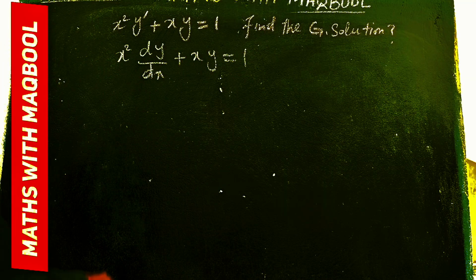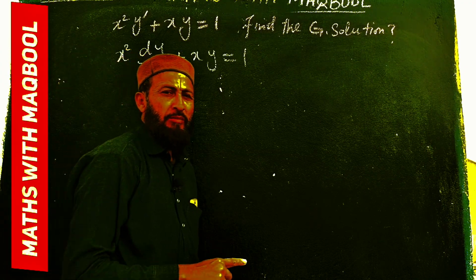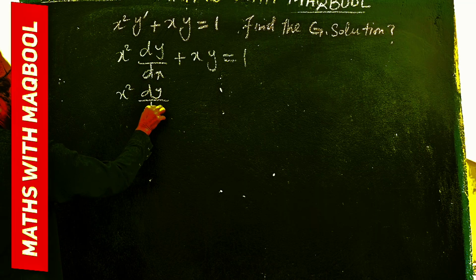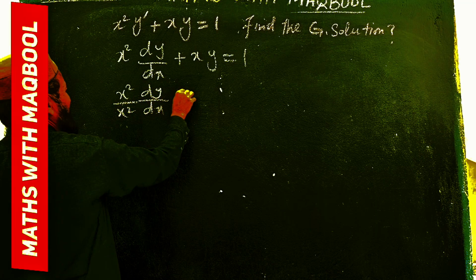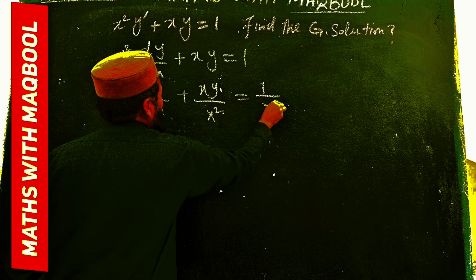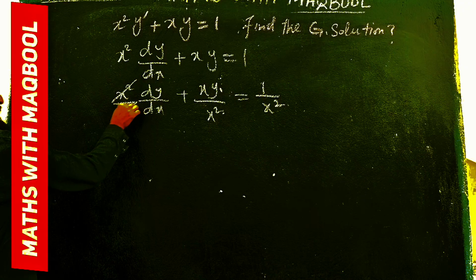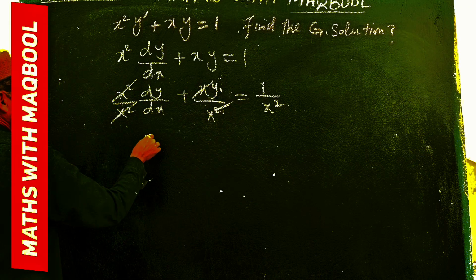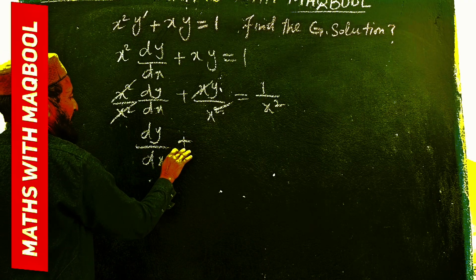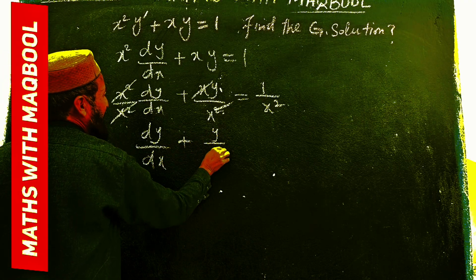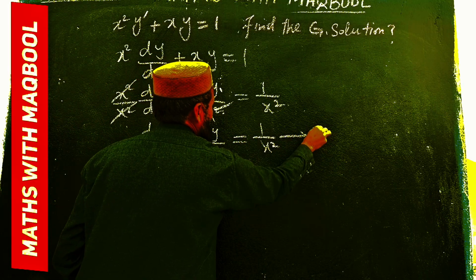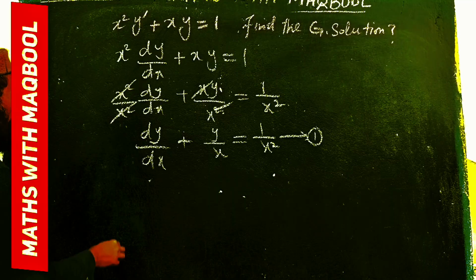Now we are trying to eliminate this x squared. We divide both sides, so dividing each term x squared dy by dx, xy, and 1 by x squared. The x squared cancels, and dy by dx plus y divided by x is equal to 1 by x squared.